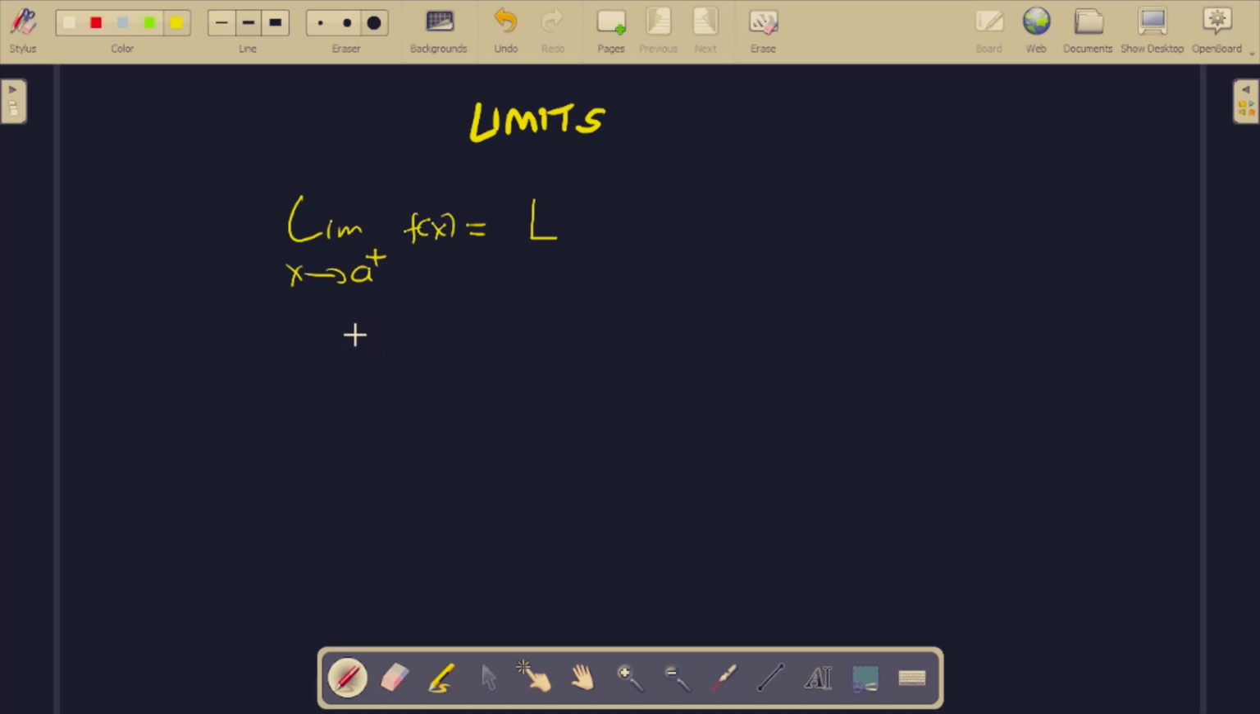So for example, if our a is equal to 3, let's say a is equal to 3. So what we're trying to say is that we are considering values of x that are strictly bigger than this 3. All right, strictly bigger than this 3. And that is what is known as the right-sided limit.